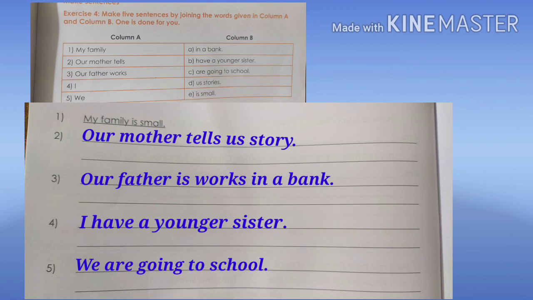Okay. Students, you can see the first sentence is already given here: My family is small. Then the second sentence is: Our mother tells a story. Then the third sentence is: Our father works in a bank. Then the fourth sentence: I have a younger sister. And the fifth sentence is: We are going to school. So we have to make the sentences like that. So you have to complete this as it is, okay?